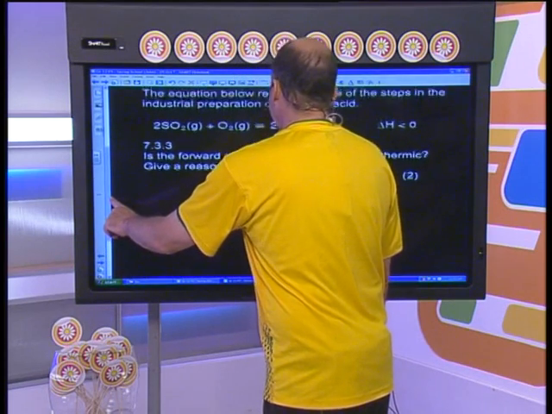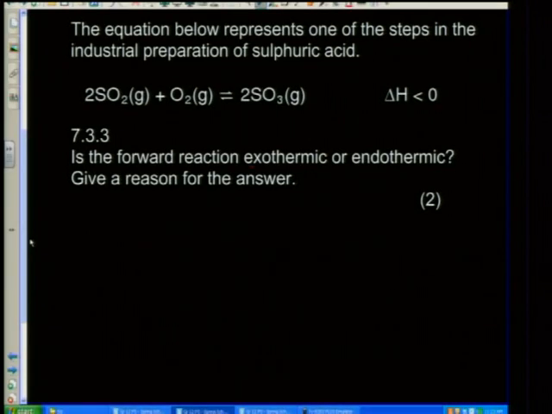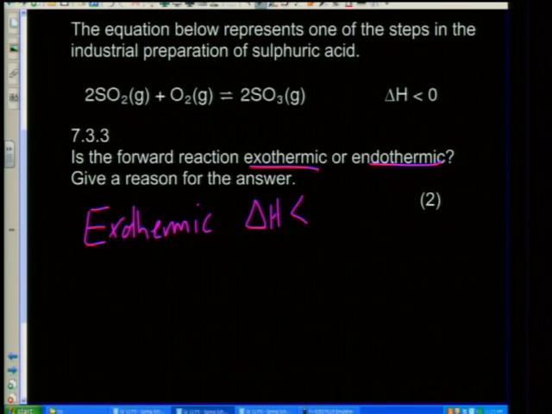Right, let's go to the next part of the question. It says, is the forward reaction exothermic or endothermic, and give a reason for your answer? Well, we've already said that it is exothermic, and the reason is that delta H is less than 0. Or you could say delta H is negative.